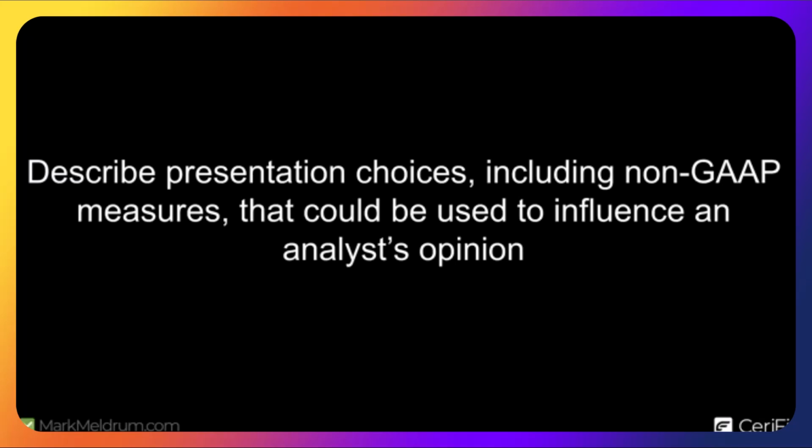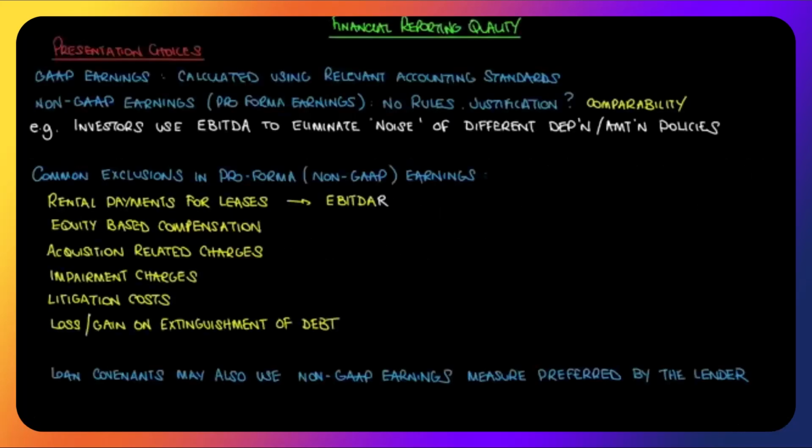But first, let's define non-GAAP measures. We have GAAP earnings, which, as the name suggests, are calculated using relevant accounting standards. Again, we're using GAAP here to mean either US GAAP or IFRS. Non-GAAP earnings, sometimes known as pro forma earnings. There are no rules. It's the Wild West. Companies say, look, I know what my GAAP earnings figure is. I've calculated a decision useful, high quality earnings figure. But here's another one that isn't GAAP based.